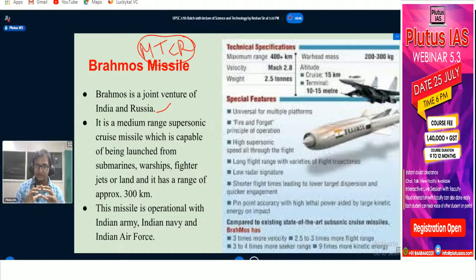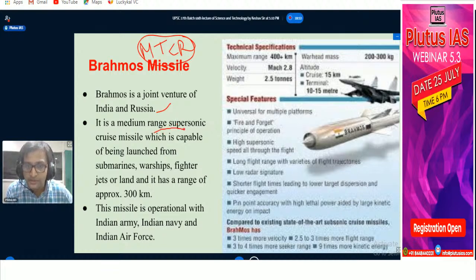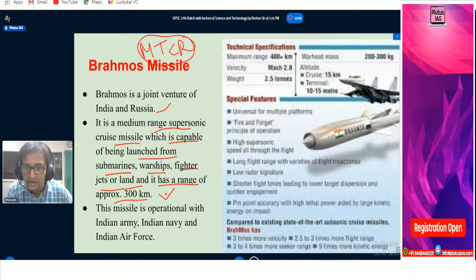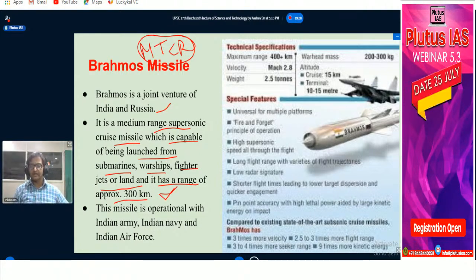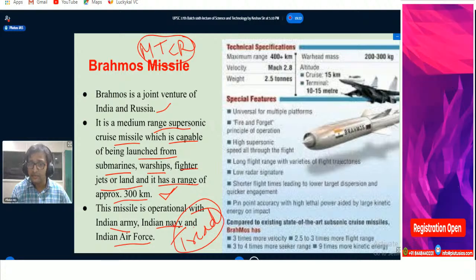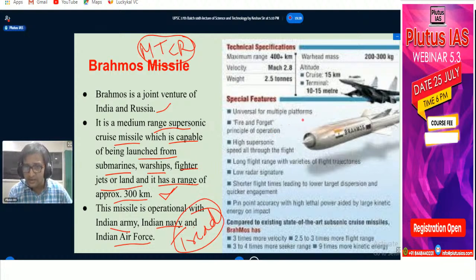Correct. So BrahMos is now revolutionary for India. It is a medium range supersonic cruise missile, capable of being launched from submarines, warships, fighter jets, or land, and it has a range of approx 300 kilometers. This missile is operational with the Indian Army, Indian Navy, and Indian Air Force. You can say triad. Whenever there is triad, it means Indian Army, Indian Navy, and Indian Air Force. Clear? So it is universal for multiple platforms, with fire and forget principle.